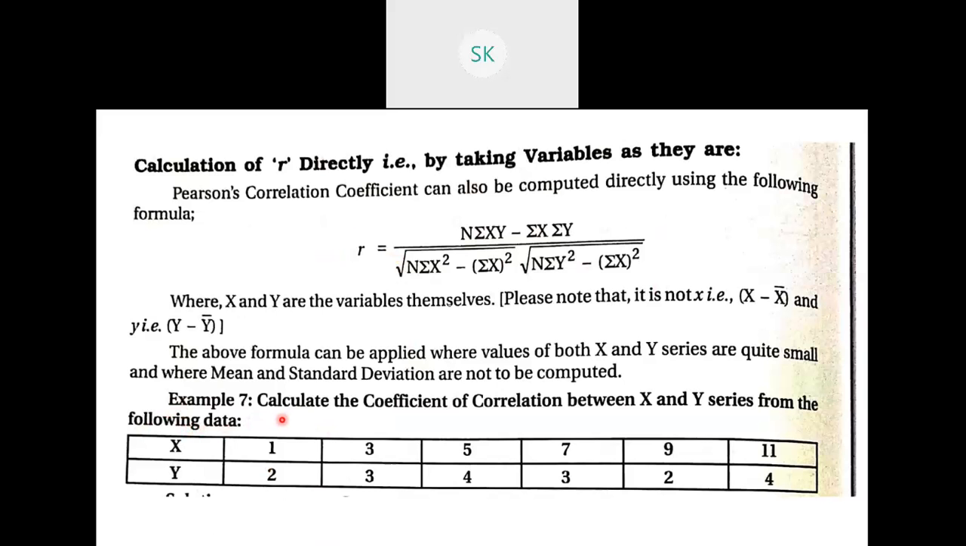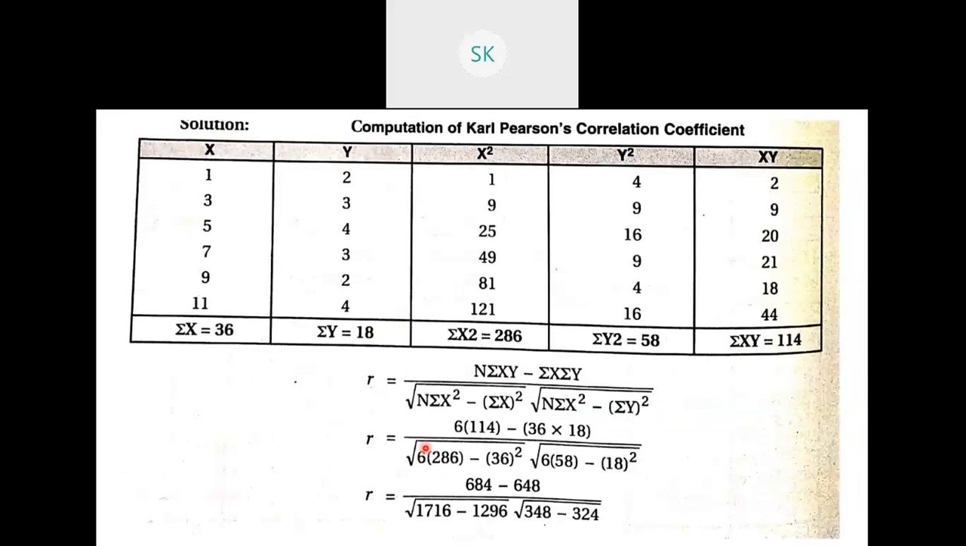First question: calculate the coefficient of correlation between x and y series from the following data. They have given us x and y values. Directly these values we will take to the solution and put into a table. The table heading is computation of Karl Pearson's correlation coefficient. Direct values of x and direct values of y are taken. Let's see the formula once. The formula is given here only. Let's see what are the important terms for us to calculate.